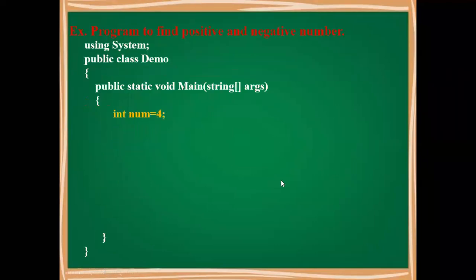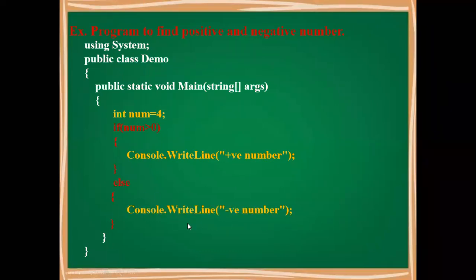So let us check this one with finding positive and negative number. The logic is almost the same. We are using the same variable, integer number 4. If number is greater than 0, we are going to write positive number. In the else block, if it is less than 0, obviously the false condition will come, so negative number. So our output is positive number because our variable is 4.